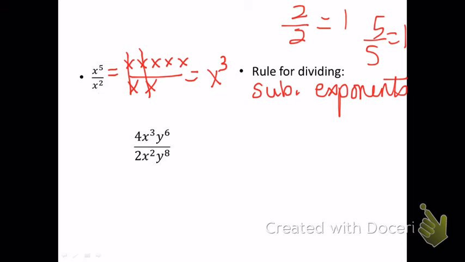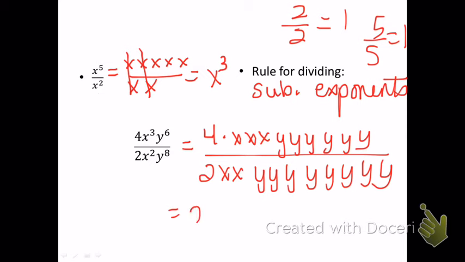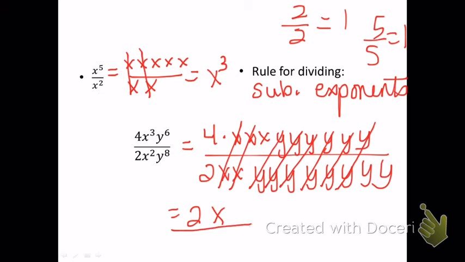Let's look at the next example. 4 divided by 2. Let's go ahead and write it out. 1, 2, 3, and then there's 6 y's. 1, 2, 3, 4, 5, 6 on the top. And 8 y's on the bottom. 1, 2, 3, 4, 5, 6, 7, 8. 4 divided by 2 is 2. Anything over itself makes 1. So that makes 1, that makes 1, that makes 1, that makes 1. And whatever's left over is our answer. So we have 2 x's on the top, and we have 2 y's on the bottom.